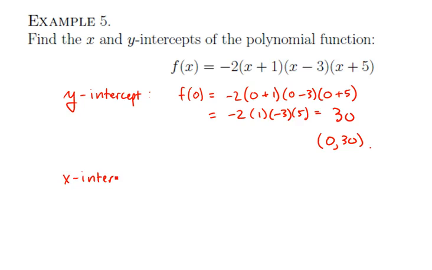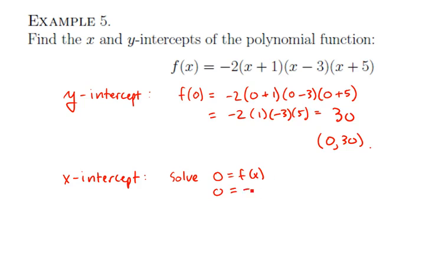Finding x-intercepts can be harder, but if our function is written in a factored form, then it's quite easy. And so that's the case we have here. We find x-intercepts by solving the equation 0 equals f of x for x.